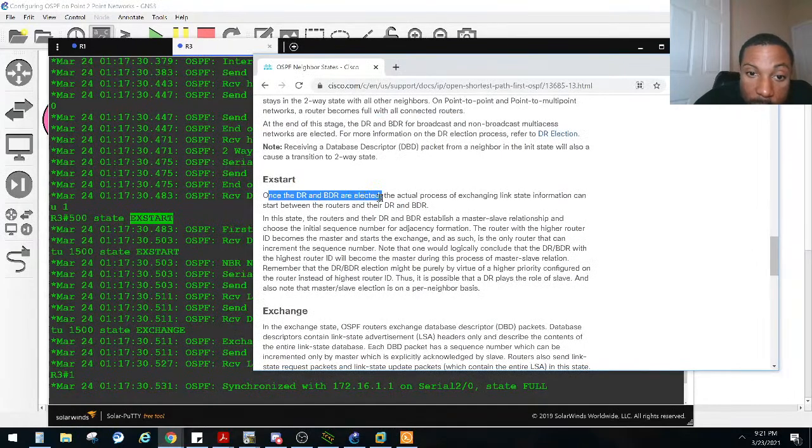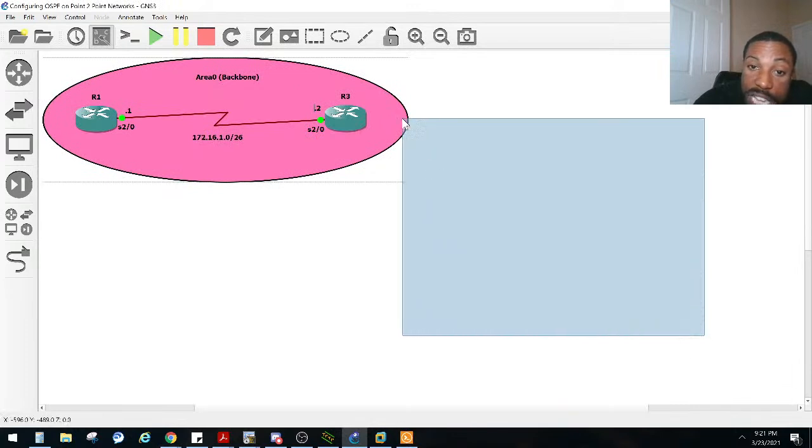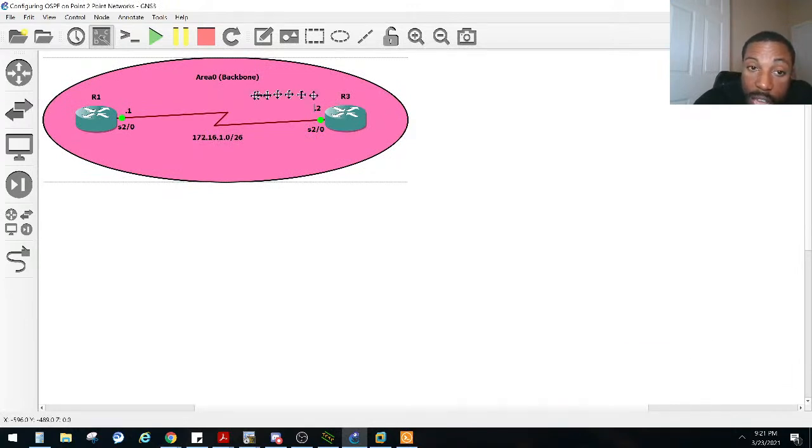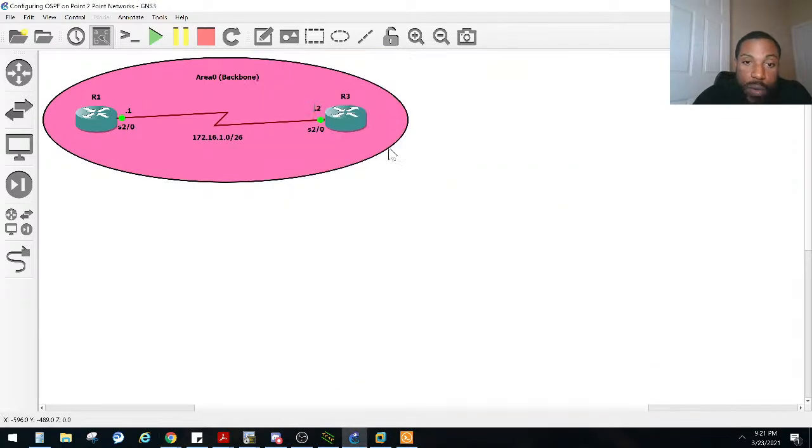Once the DR and BDR are elected, so we're defining who is the designated router. Designated router is the guy who's going to be giving link state updates to everybody else. Border designated router is the one that's on the border between routers. So if we had area 10 right here, and this is obviously area 0, and there's a router that sits between those two areas, he is going to be the area border router, ABR.